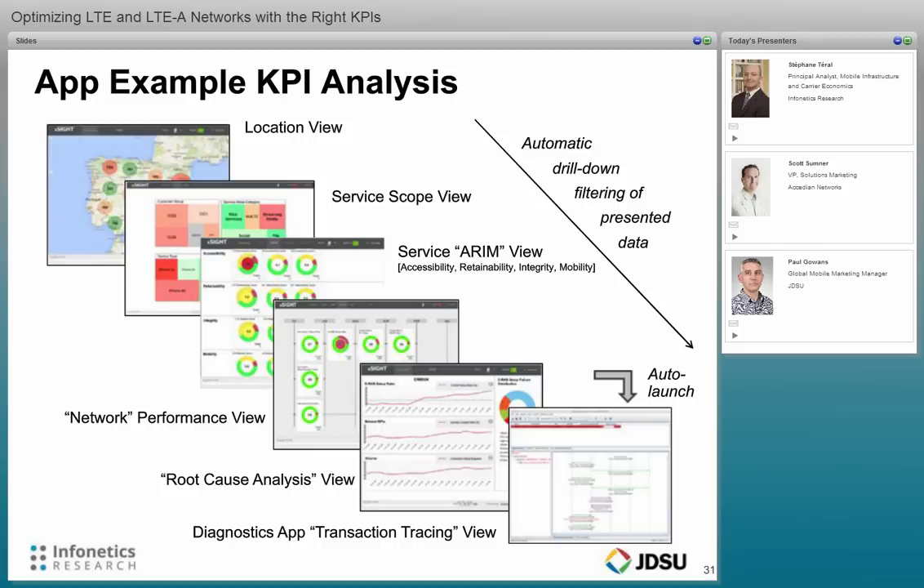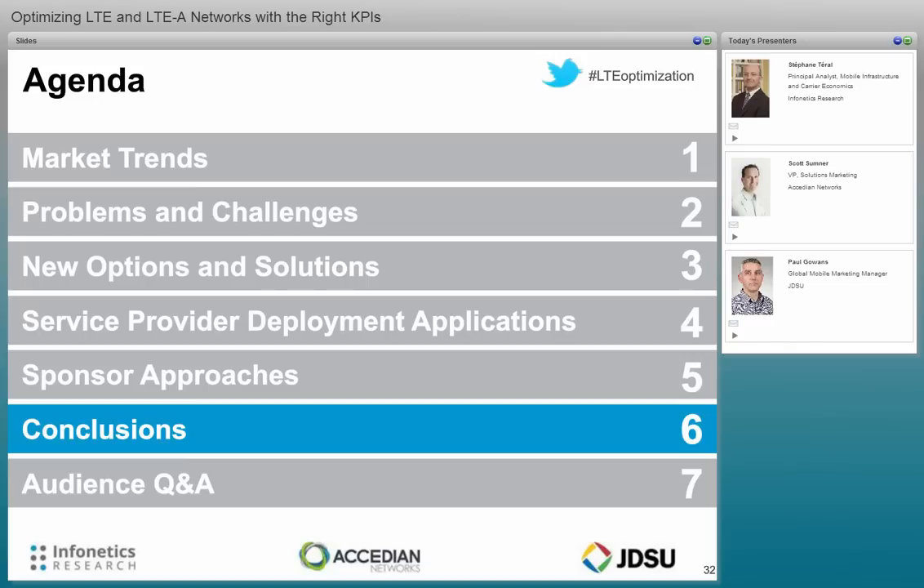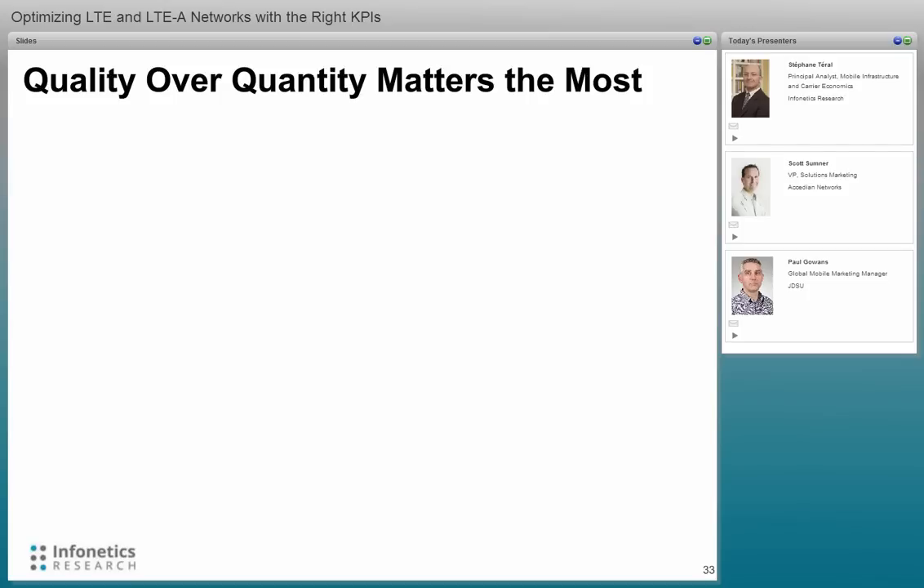Thank you, Paul and Scott, for this fantastic illustration of what is possible to achieve today in mobile networks. Let's jump into the conclusions. So basically, what we learn here is that quality over quantity matters the most. And I'm saying that because, as you've heard, there are many KPIs all over the place, and we keep adding new KPIs, now with LTE Advanced, and soon 5G, that I mentioned for the first time. We don't even know what it is, but it's going to come for sure. So that will add on top of the challenges.